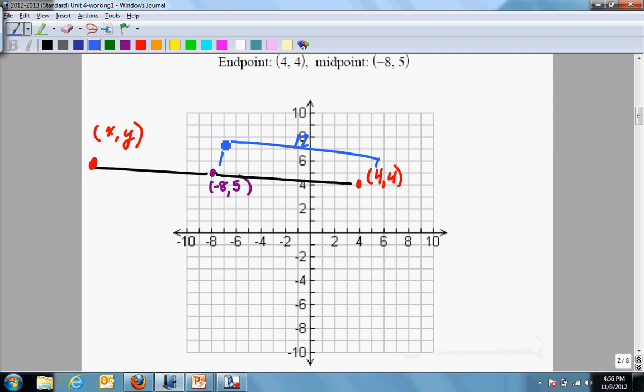So going this way, we ask ourselves, what is 12 units away from negative 8? And then we'll get our x, but it's to the left. So we're minusing 12 from negative 8. We get negative 20. So our coordinate here is negative 20.